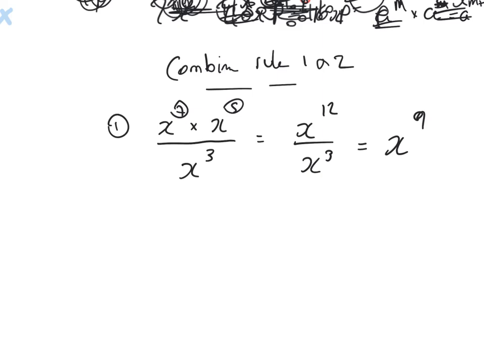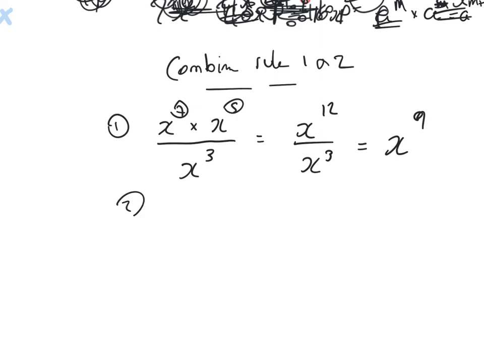So let's go over that again. Rule 1's up here, that's the multiplication bit, but I've also got rule 2 in, so it's combined together. So I do rule 1 first. X to the 7 times x to the 5, dead easy, add the powers, x to the 12. And then it's x to the 12 divided by x to the 3, subtract the powers, x to the 9.